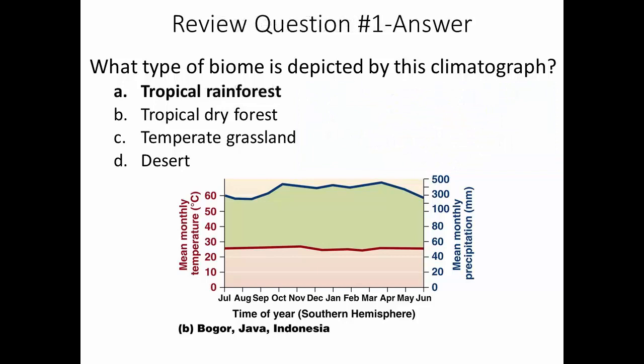If you said A, tropical rainforest, ding, ding, ding, you're correct. Notice that there is consistent heavy rainfall and high mean monthly temperature. You could have eliminated all the other options if you remembered that the tropical dry forest has a distinct wet and dry season, and that the temperate grassland has seasonal temperature variations and some variance in precipitation throughout the year, and the desert obviously has low rainfall year-round.